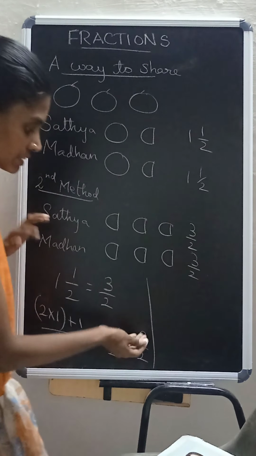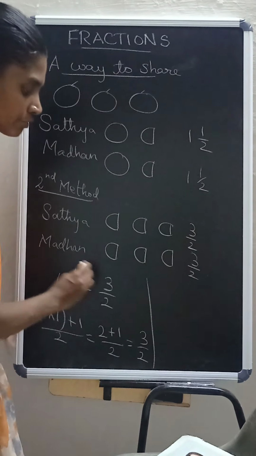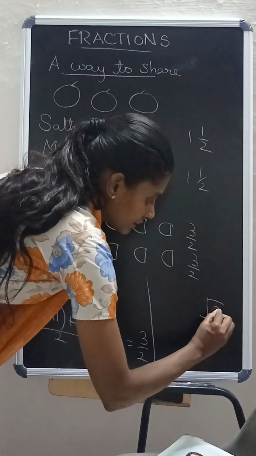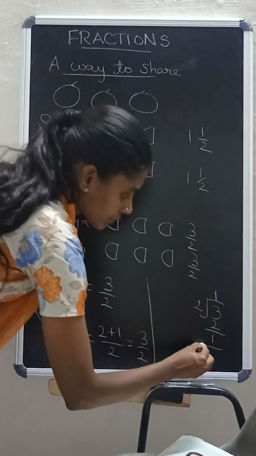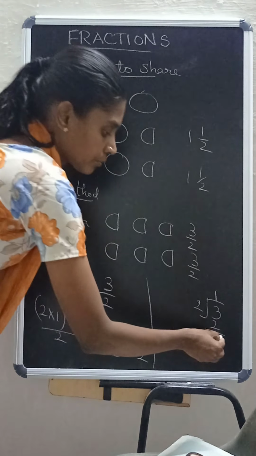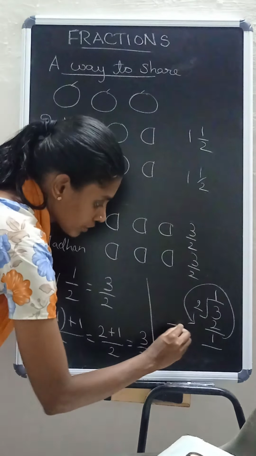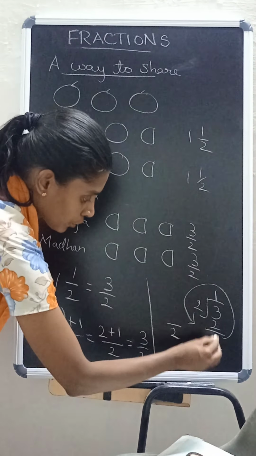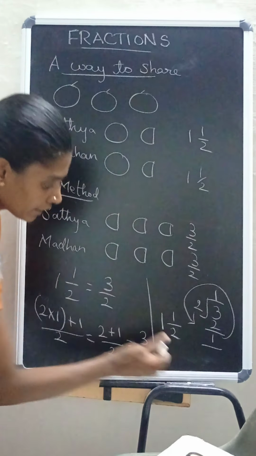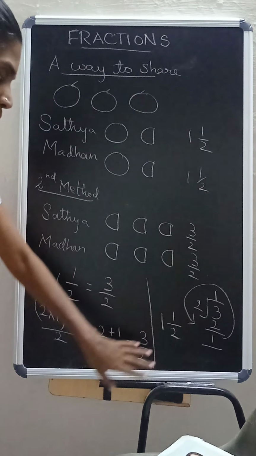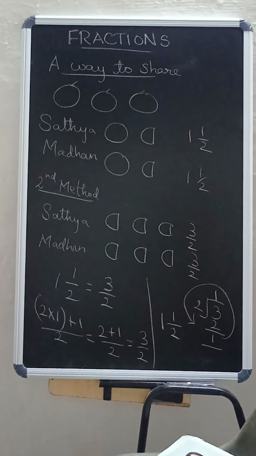Now how will you do this vice versa? How will you convert an improper fraction into a mixed fraction? Divide this 3 by 2. 2 ones are 2. So you will get a remainder 1. Now take it in the reverse way. This 2 will come down, 1 will go up and this 1 here. So 1 and 1 by 2. So 3 by 2 is converted into 1 and 1 by 2.